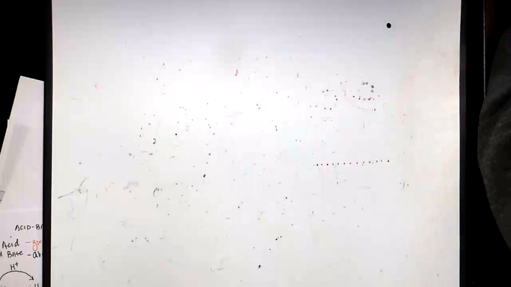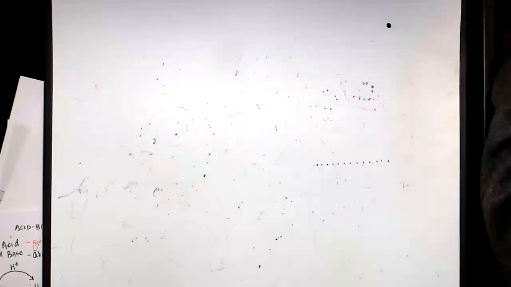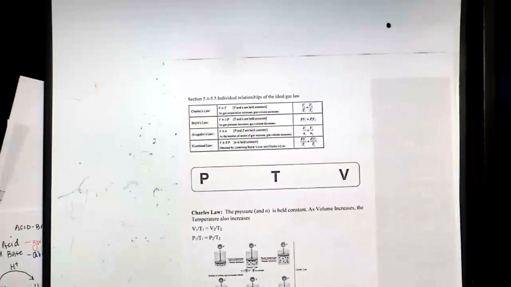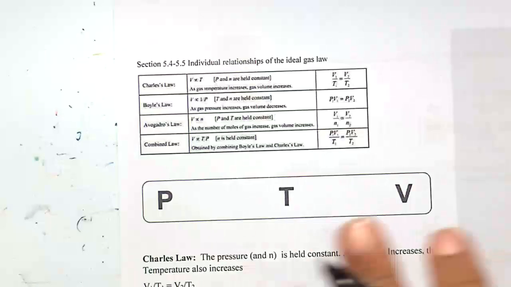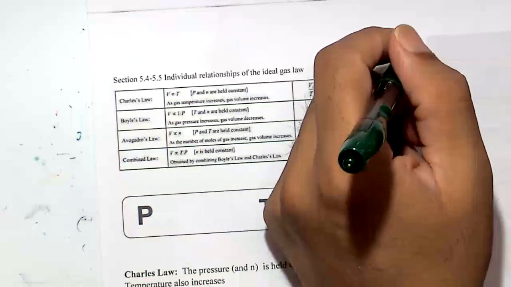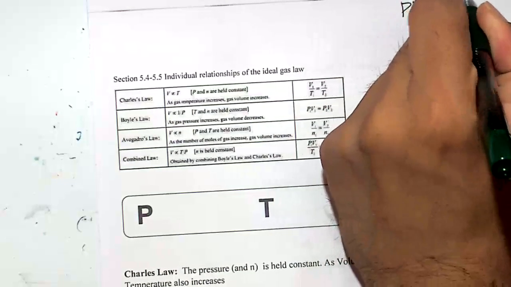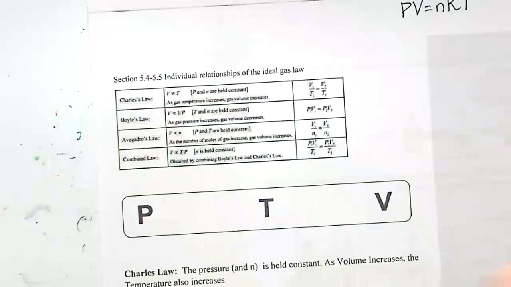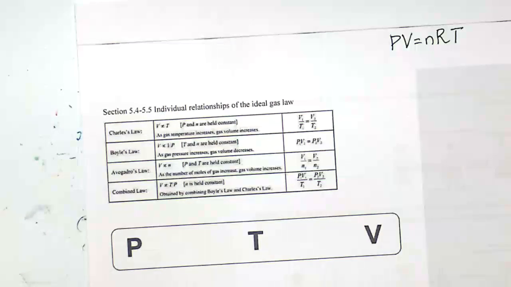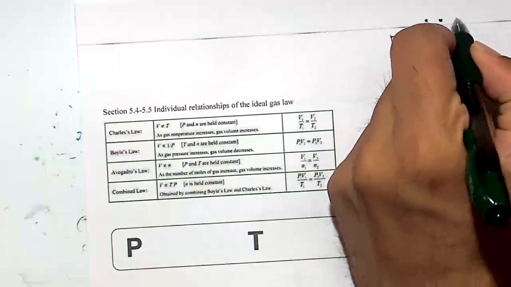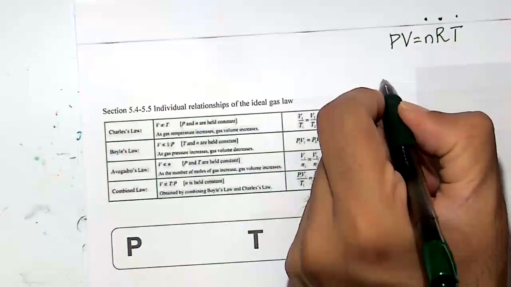All right, let's go over some of these laws here. I'm going to go to page 5. These are derived from the ideal gas law, PV equals nRT. If you make n constant, R will always be a constant, and you keep the temperature the same.